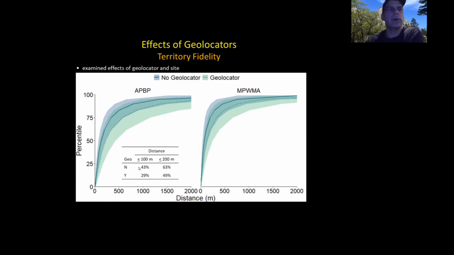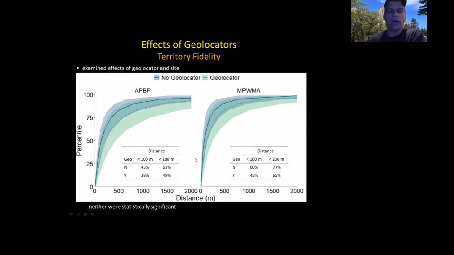We can see that an estimated 43% of birds without geolocators were within 100 meters of where their territory was the previous year, compared to only 29% of the birds with geolocators. Now I'll compare that to Montague, where 60% of the birds without geolocators returned within 100 meters compared to 45% of birds with geolocators. And then you can look at 200 meters or any other distances, to see how those percentiles compare.